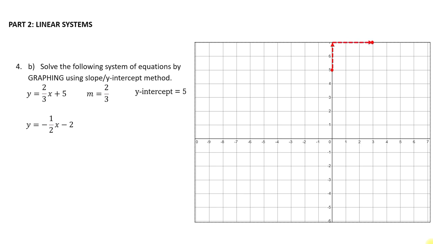Once again, we run out of room on our graph, so let's go the other direction. There's a run of 3 and a rise of negative 2.